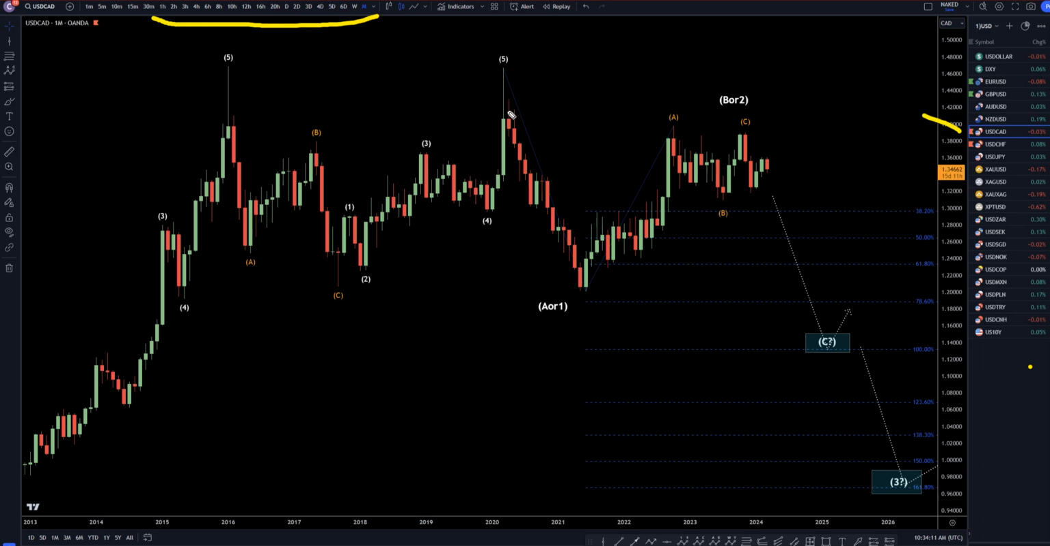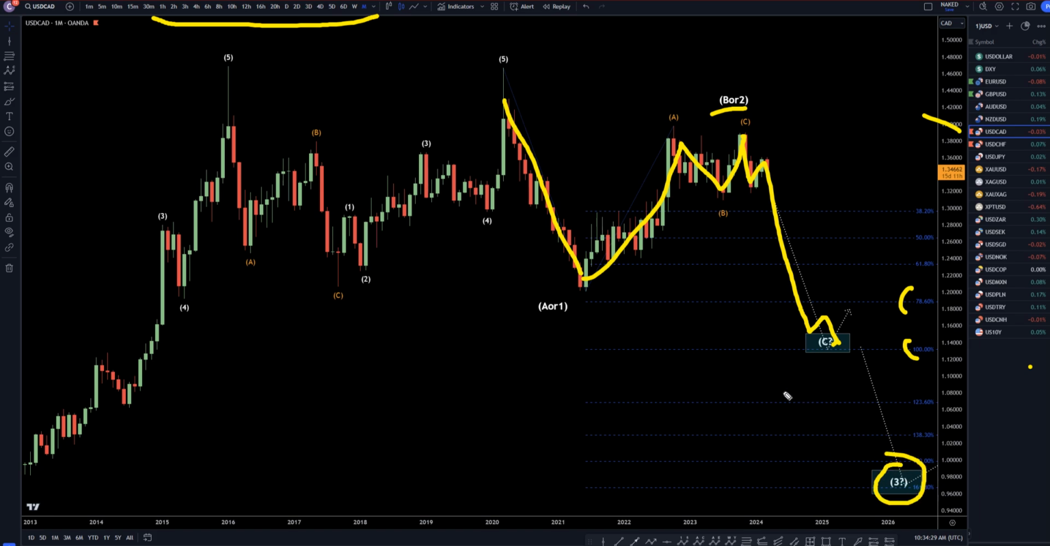So on the US dollar CAD, I still think this looks like impulse down, A or 1, probably A. 3 waves up, B or 2, probably B. And I still think there's a very good likelihood this is going to go down for a wave C, which would go down to one of these two Fibonacci extensions. Or possibly it's a wave 3, which would take it all the way down here.